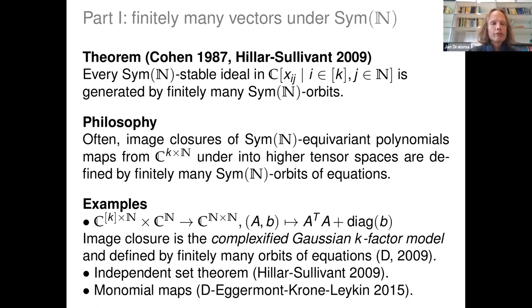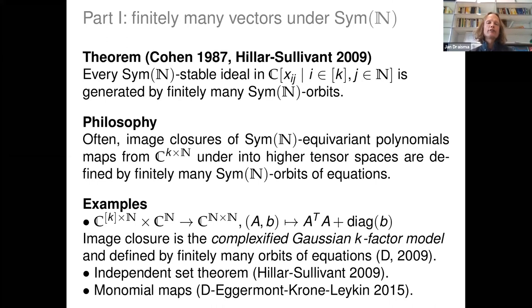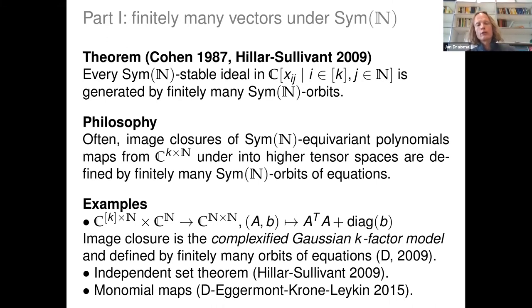So you see, this is an instance of the philosophy that I had over there, where we start with k plus one rows, and we go in a Sym(N)-equivariant way to infinite by infinite matrices. Now, I chose this example because it's a little bit easier to describe the map, but a more interesting theorem that was proved by Hillar and Sullivan is the independent set theorem, which says that Markov bases for certain hierarchical models where the number of states of some of the random variables in that hierarchical model tend to infinity are finite up to the action of this infinite symmetric group.